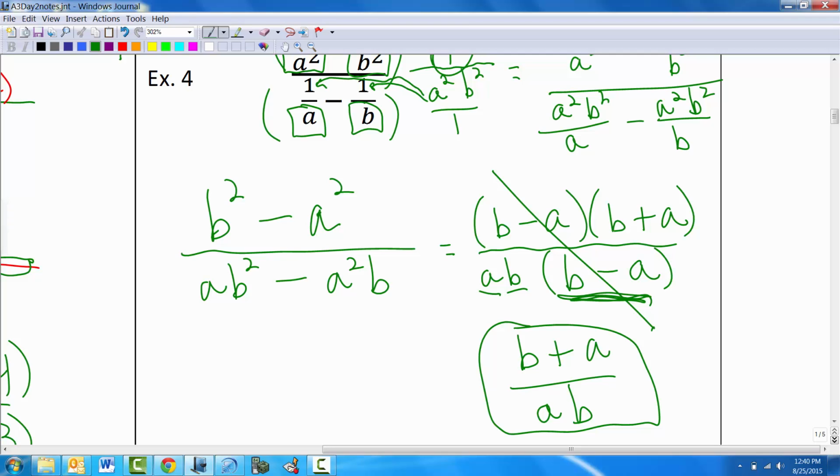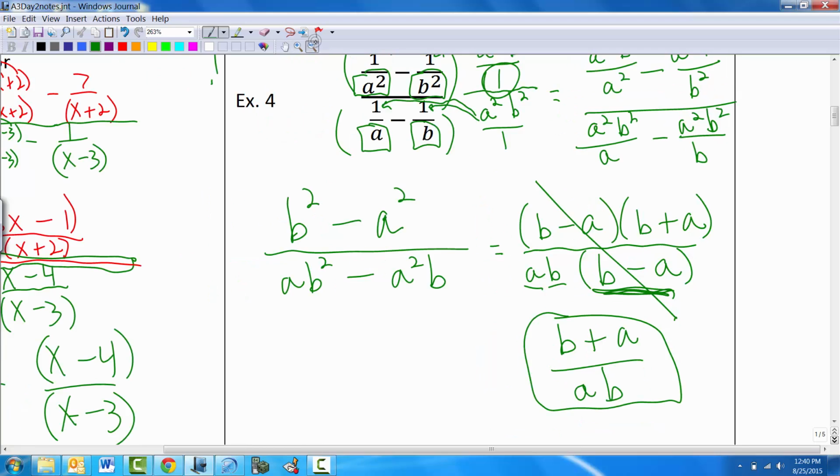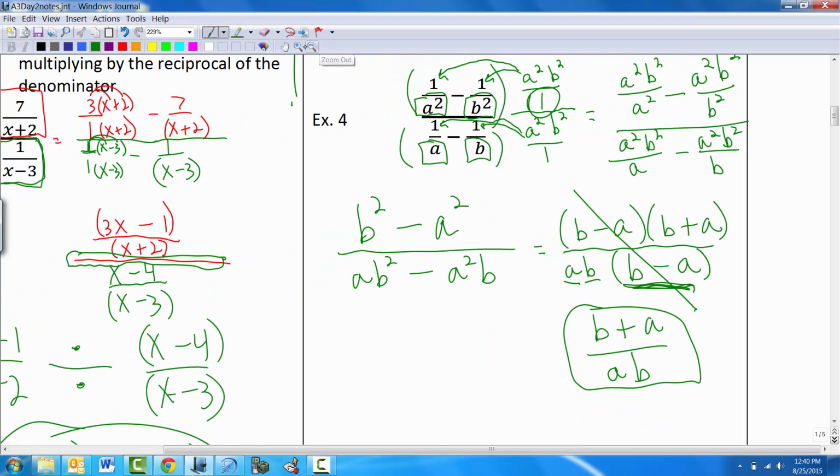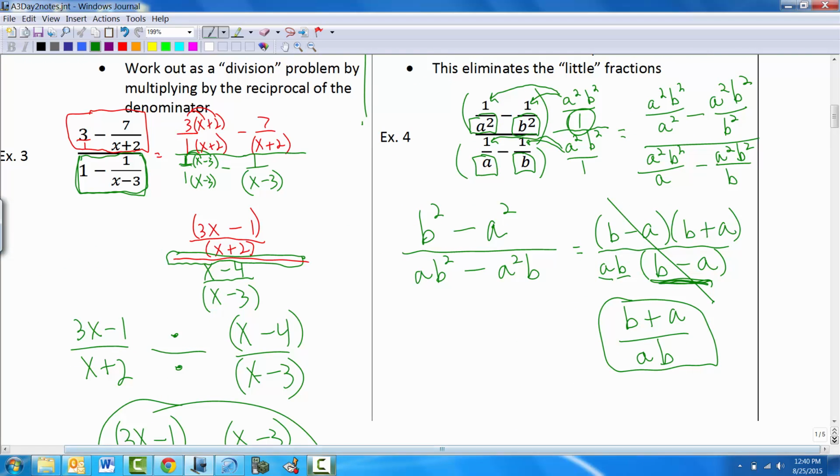So you make a choice. The second one, we could have done what we did in the first example and gotten the same answer at the end. Okay, so now I'm done. You do your homework and get ready for tomorrow.